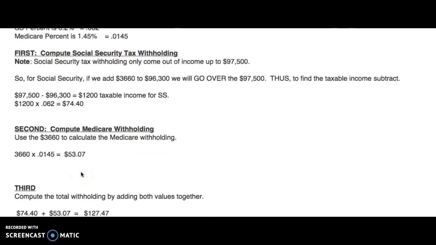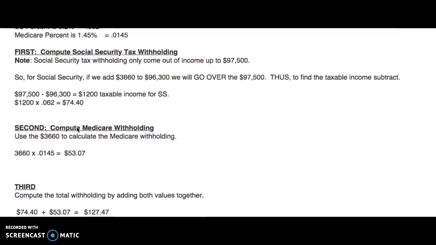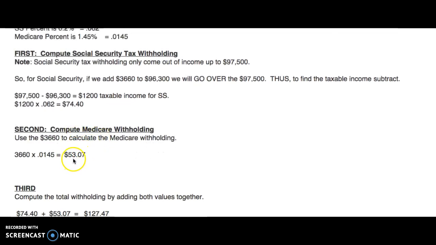And lastly, one last step is if you want to compute the total withholding, you're going to add both of your values together. So for my Social Security tax, you will be withholding for Pierre $74.40 plus the Medicare, which is $53.07 there. You're going to add those together, and your total withholding will be $127.47.